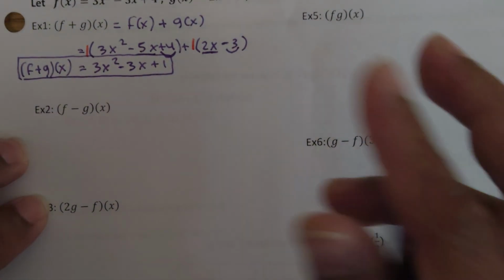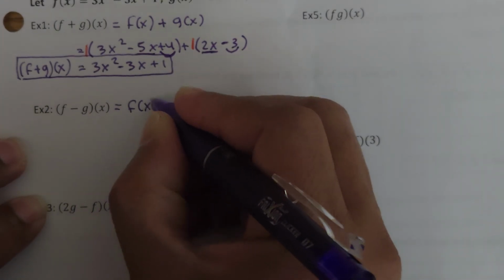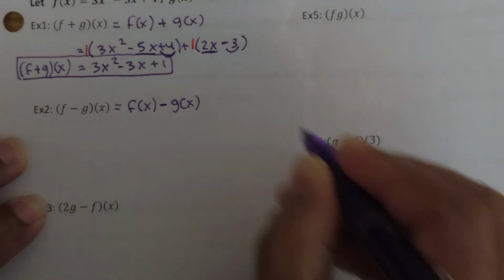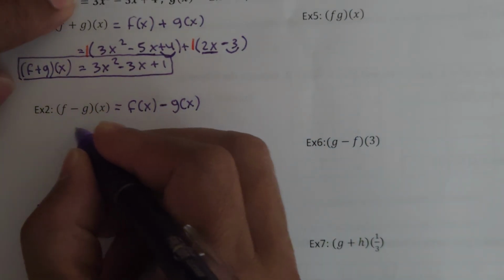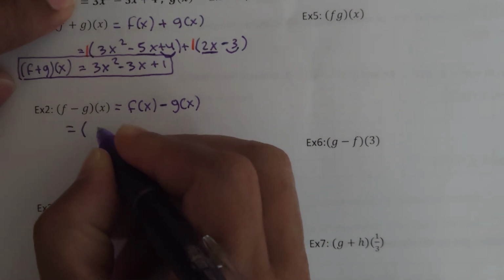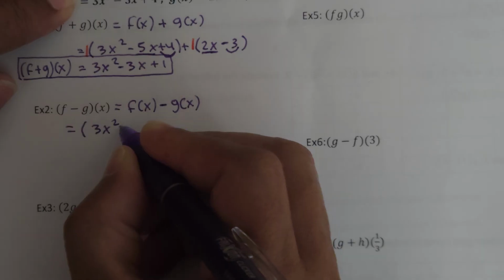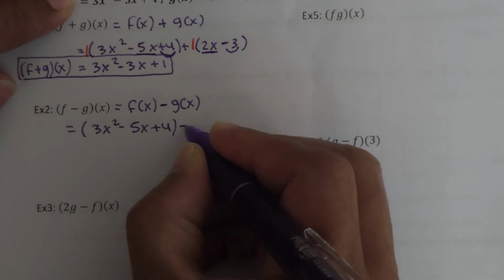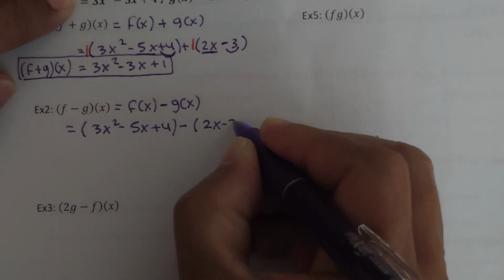So let's move on to the next example. For the next example, now we're subtracting. That means I take the function f of x and subtract the function g of x from it. So again, I'm just going to copy f of x. Open parentheses, this is 3x squared minus 5x plus 4. And then minus, open parentheses again, g of x is 2x minus 3.